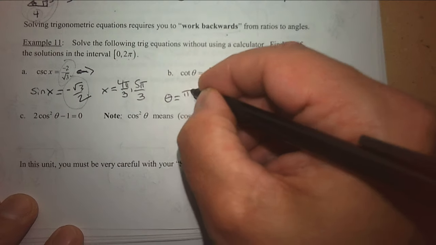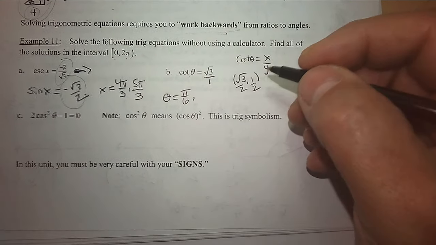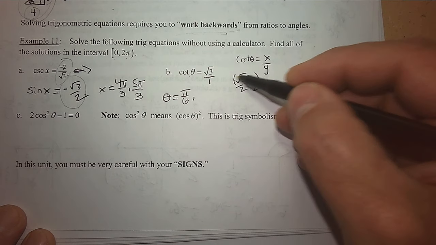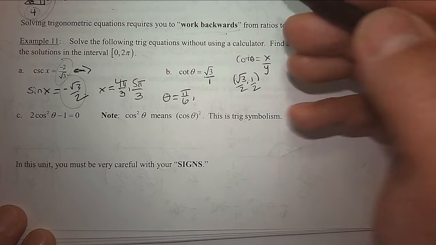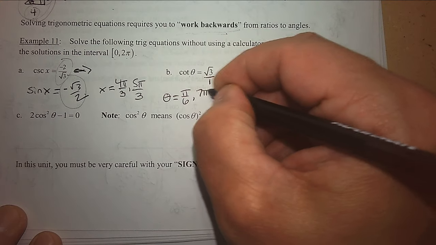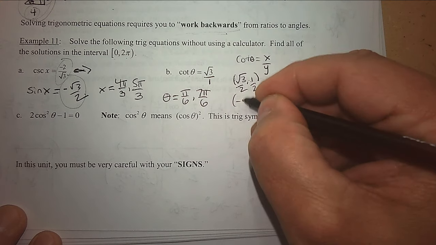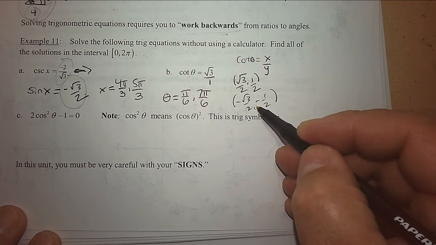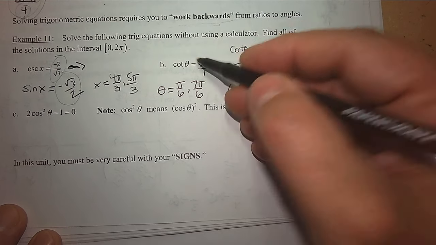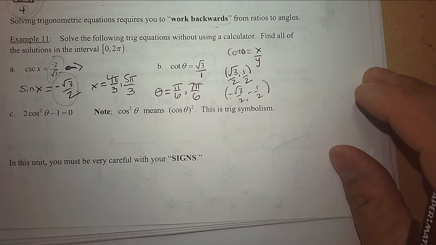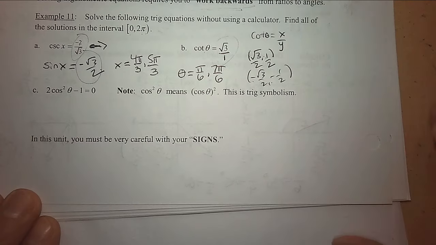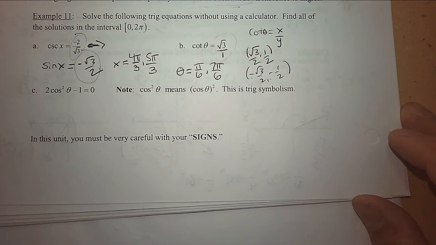One angle that matches it is pi over 6, but you know what? If they were both negative and you divided them, you'd still get a positive answer. So the other one that matches it is, so negative root 3 over 2, negative 1 half, matches it. Because a negative divided by a negative is positive to get the answer I need. All right, last one. Can you solve this equation?